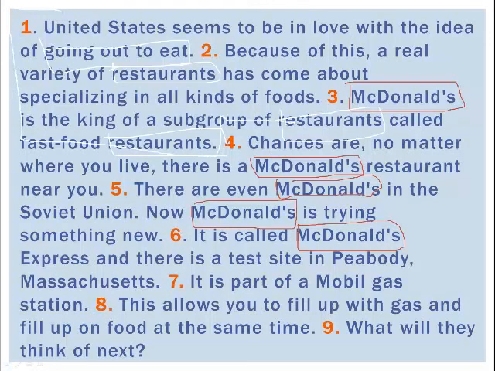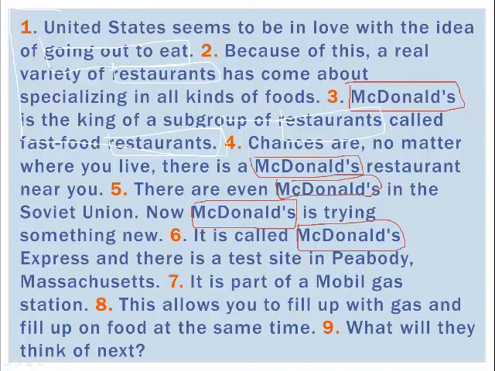McDonald's starts up here and goes through sentences 3 and following. And really even 8 is still talking about McDonald's, and the "what will they think of next," the "they" is referring to McDonald's. So I don't think it can be just about restaurants, because if it were, it would talk about Burger King or Taco Bell or something like that. So I would assume our topic sentence has McDonald's in it.